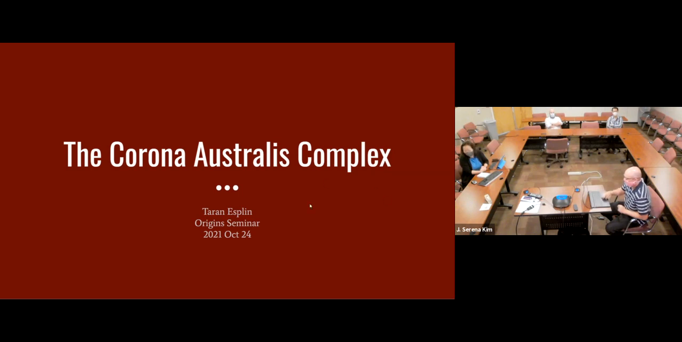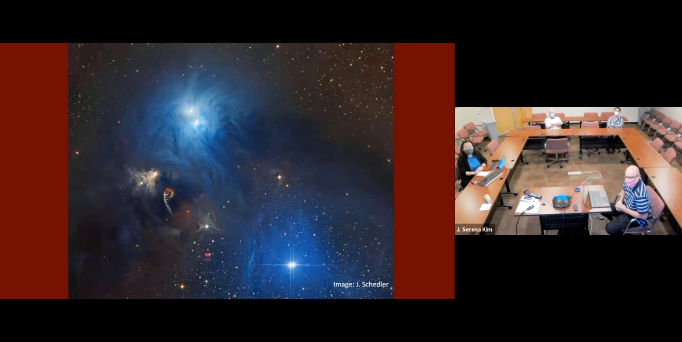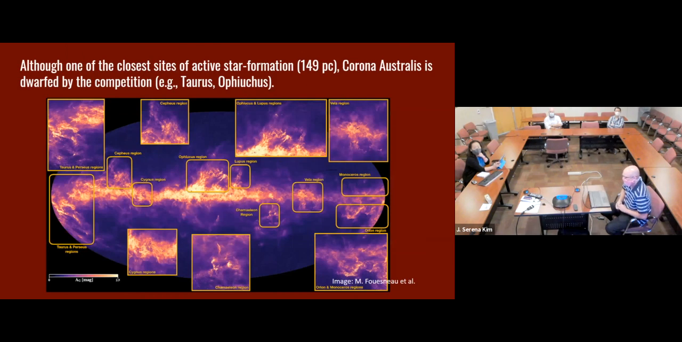So we will start with just introducing the region because it's not a very famous one. Here it is. There you go. Now you've met it. It's made out of a cluster centered on the Corona Australis dark cloud. There's only 3 B stars, so it's actually a very small star-forming region. But it's one of the closest, but because it's small, it's generally ignored in most studies.